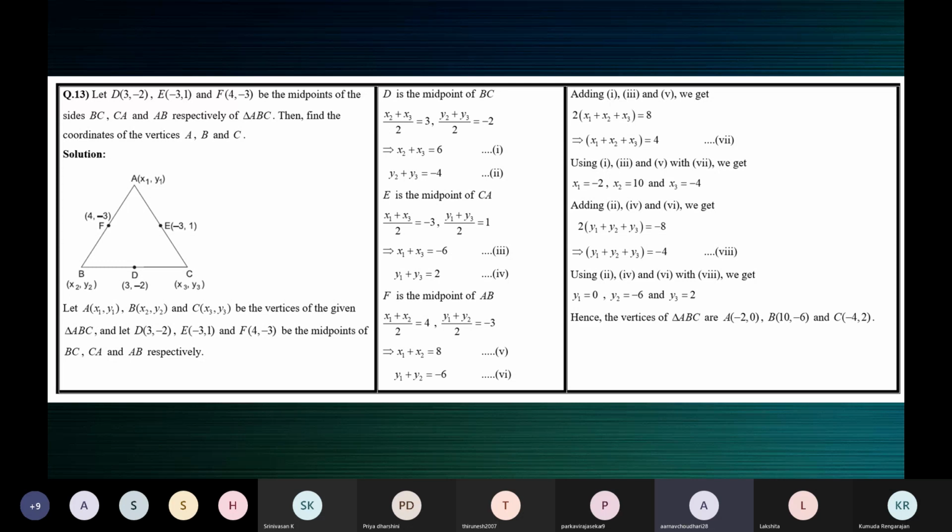We are substituting two values to find the third value for each case. Correct. Yes.